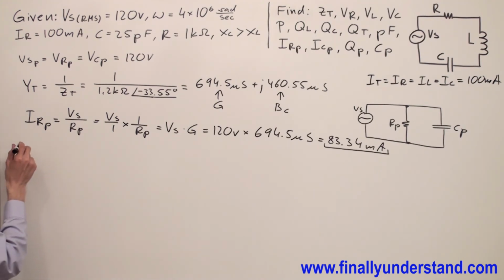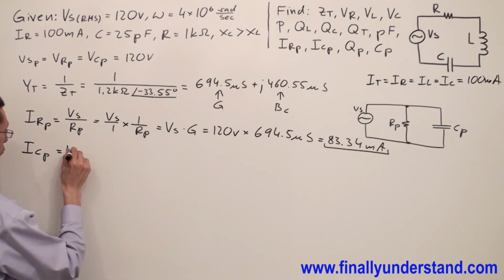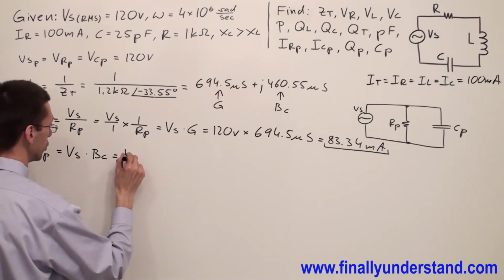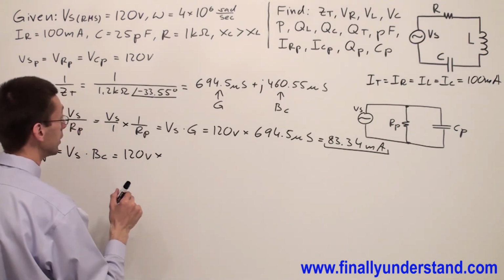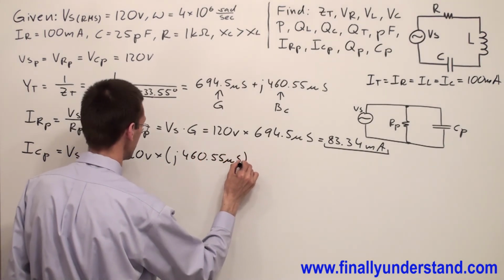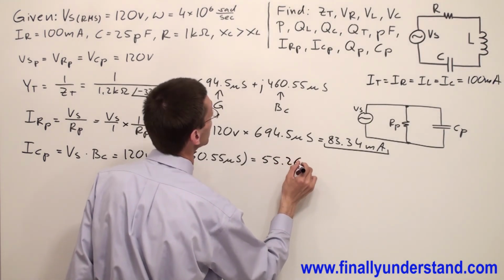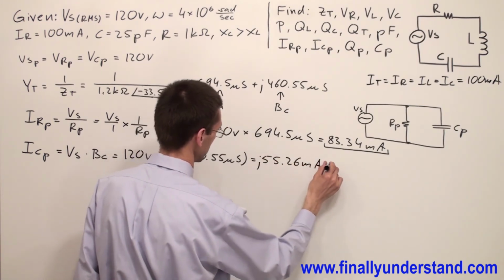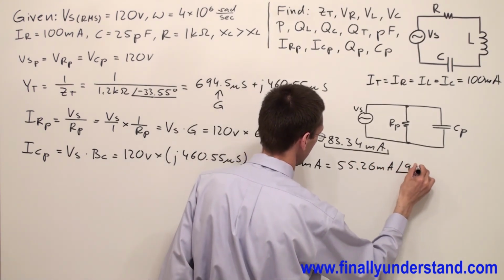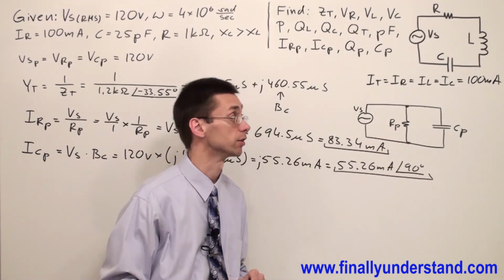Next, we're supposed to find IC in the parallel equivalent circuit. This is equal, again using the same formula, to the voltage source times, in this case, BC. So I have voltage source 120 volts times BC, which is j 460.55 microsiemens. This is equal to j 55.26 milliamps. I can write j, but I prefer to use polar form. I'm going to write 55.26 milliamps at an angle of 90 degrees. So this is the current which will go through the capacitor in my parallel equivalent circuit.